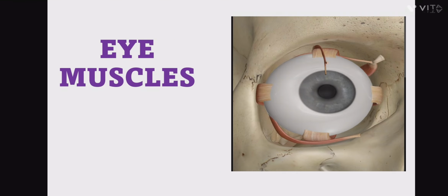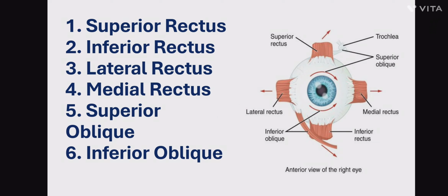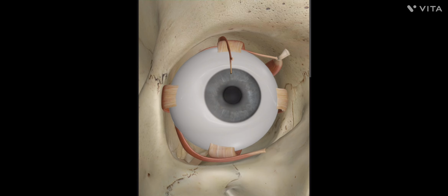Let's see about eye muscles. There are 6 extraocular muscles that control all of the movement of the eye: superior rectus, inferior rectus, lateral rectus, medial rectus, superior oblique and inferior oblique.